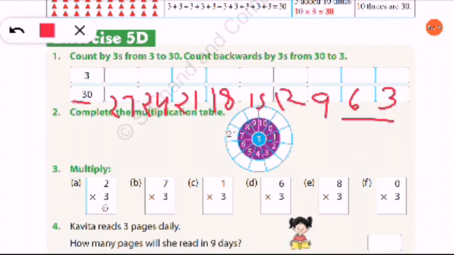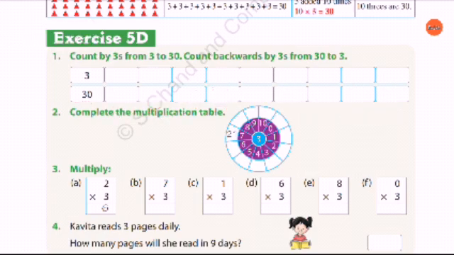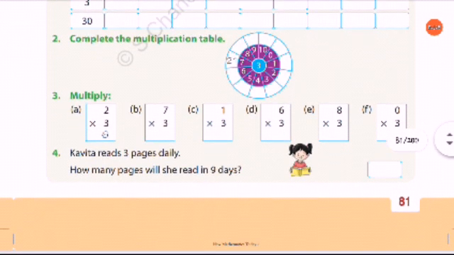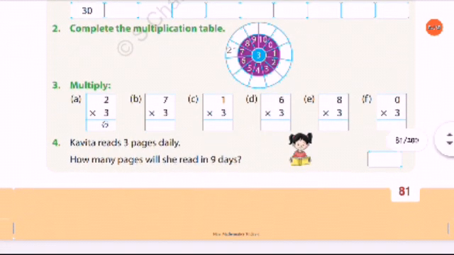If one number is wrong, then your whole table will be wrong. So do it very properly, and before doing it you have to learn the table. Now question number 2.